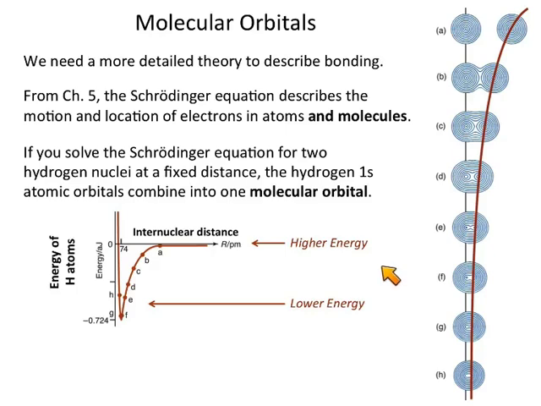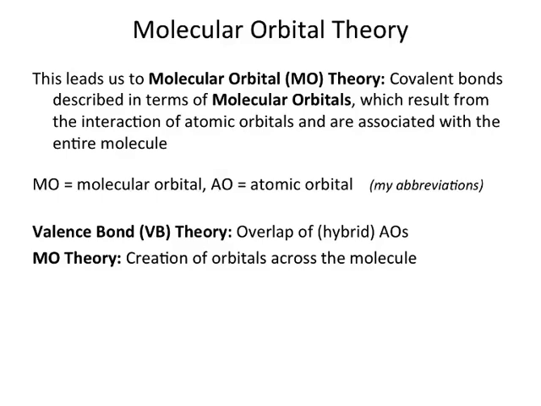This little plot here is showing that as you change the distance between the nuclei, you reach some optimum distance between the 2 nuclei, which has the lowest energy overall. That's the distance between the 2 nuclei when it makes a bond. So this leads us to molecular orbital theory. We're using the Schrödinger equation, putting in nuclei, and solving for orbitals that stretch across the molecule now.